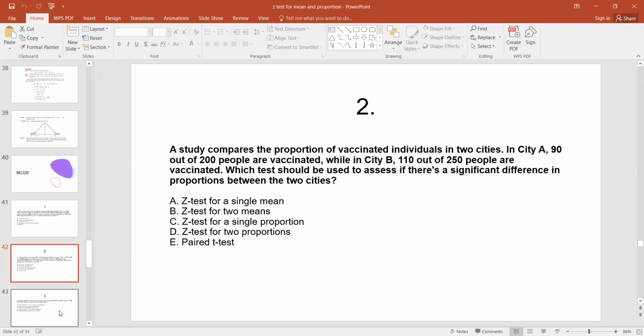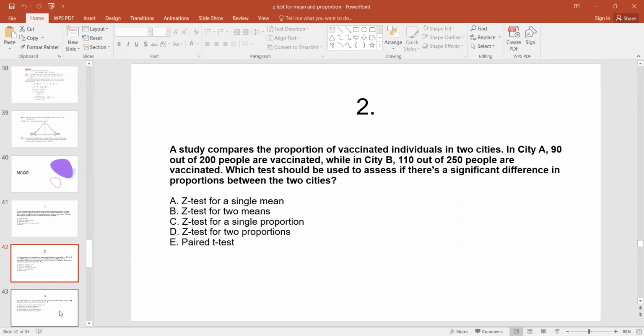MCQs number 2. A study compared the proportion of vaccinated individuals in two cities. In city A, 90 out of 200 people are vaccinated, while in city B, 110 out of 250 people are vaccinated. Which test should be used to assess if there is a significant difference in proportion between two cities?